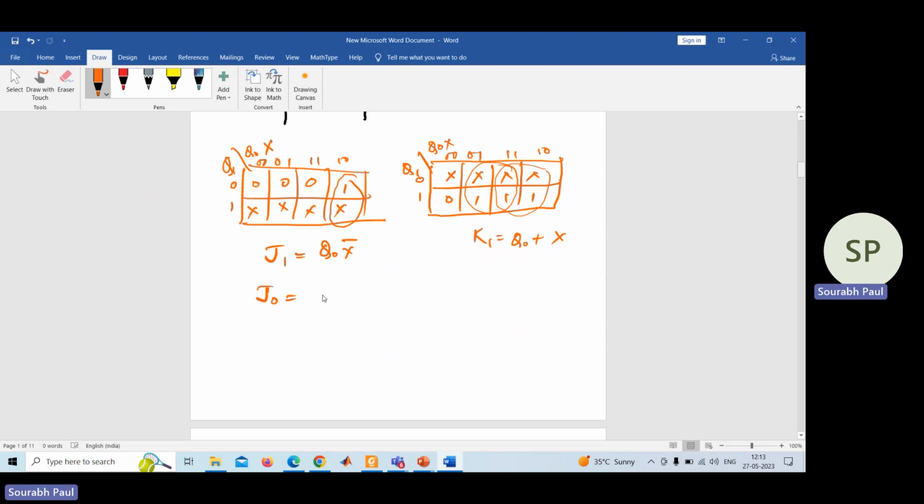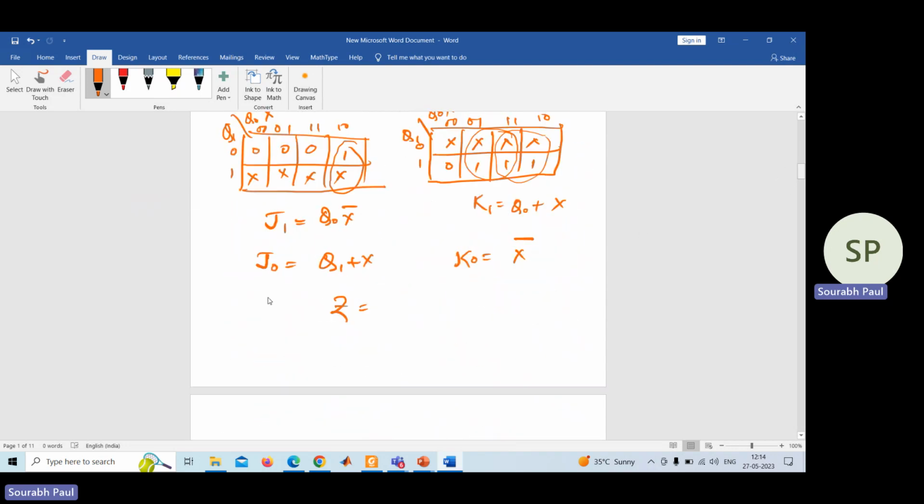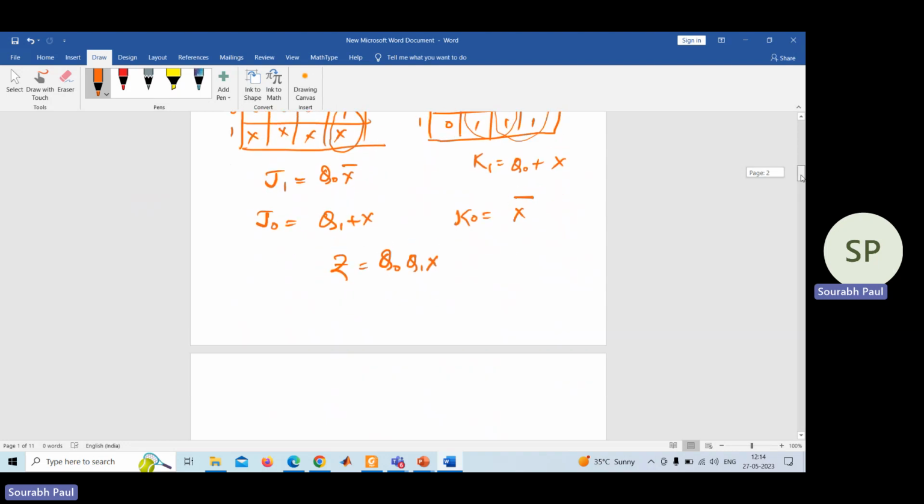If you follow the same procedure for all the variables, this KMF if we make, then for J0 we'll get the expression of Q1 plus X. For K0 we'll get the expression of X bar. For Z, this output Z also we have to find out. If we put in the KMF, what we will get? That is Q0, Q1, and X. So you have got all the expression.